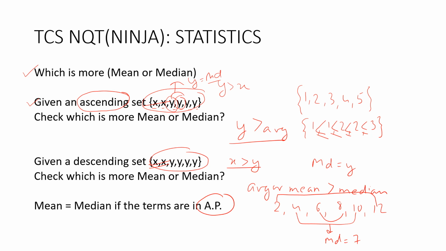This again sums up to 14. Divided by 2, the average would still be 7. This again sums up to 14, divided by 2, the average will still be 7. For this, the mean will be equal to the median. So that is what they are saying. In general, you cannot say what the relationship between mean and median is, which is more, which is less. But if your terms are in an arithmetic progression, as was the case with these terms, the mean is always equal to the median.